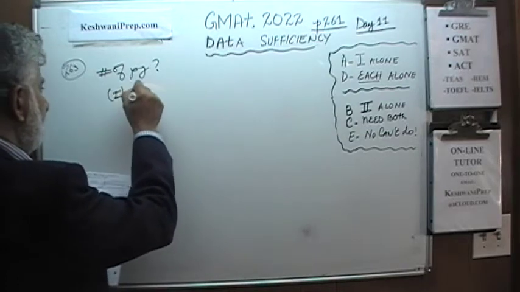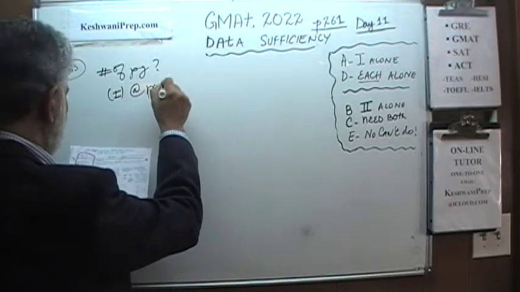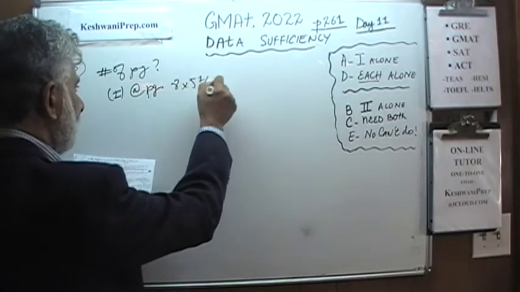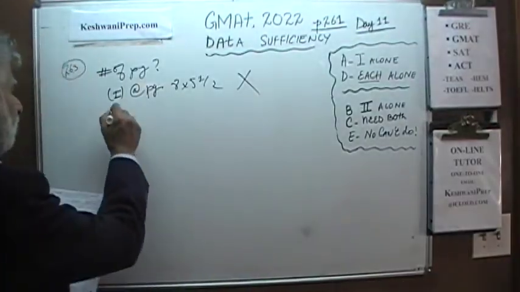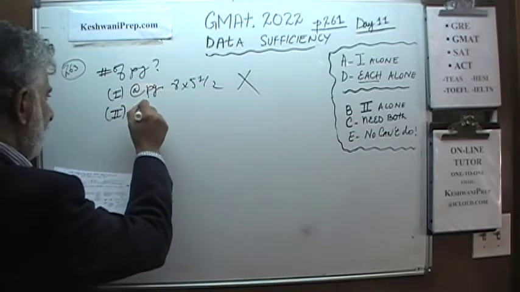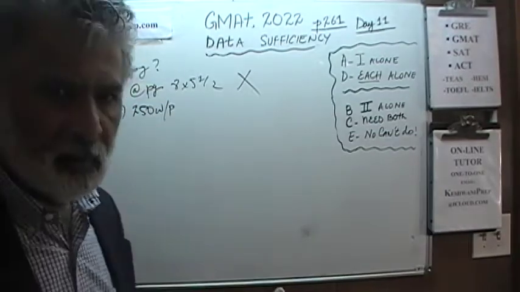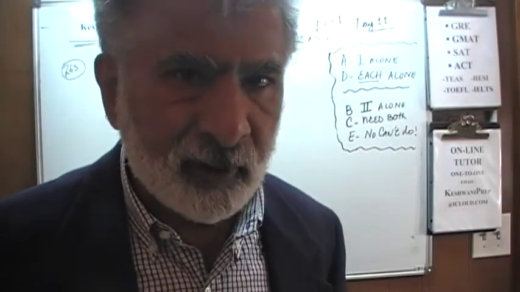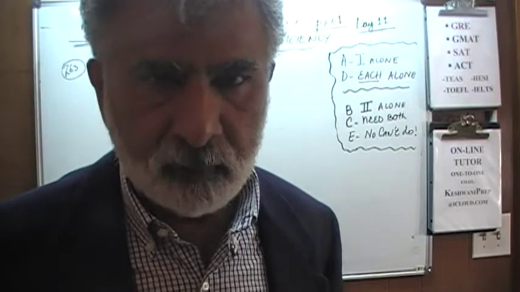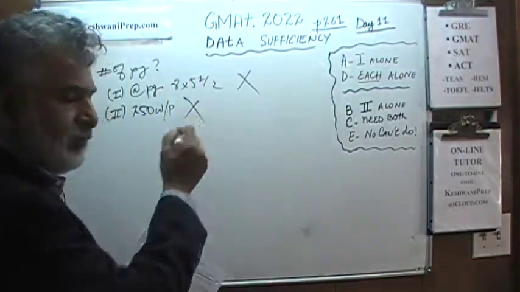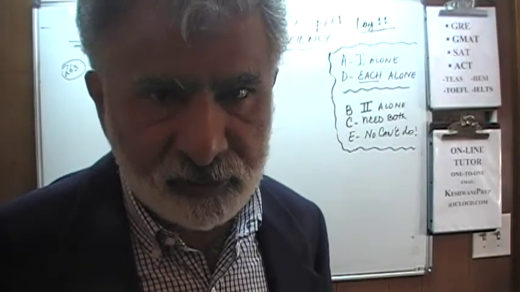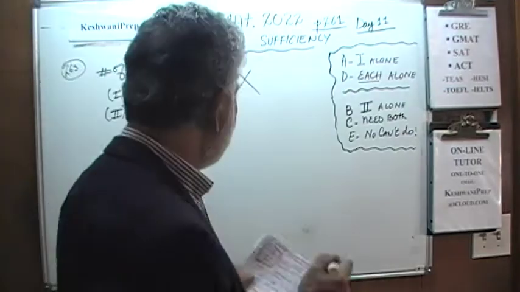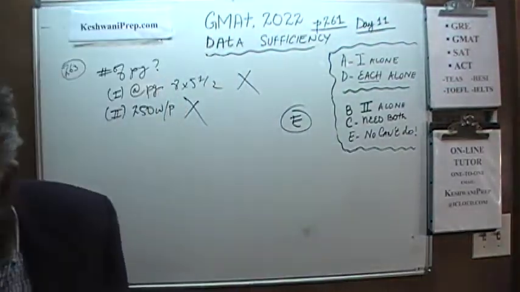The first statement tells us that each page is 8 by 5.5. Can we figure out how many pages there are in the book simply by knowing the size of each page? Of course not. Statement 1 by itself is no good. Let's look at statement 2. Statement 2 says that we have 250 words per page. Simply knowing that there are 250 words per page on average in a book, we cannot figure out the number of pages. And even when we put them together, knowing how many words there are per page on average and what the size of the page is does not tell us how many pages there are in the book. The answer is E.